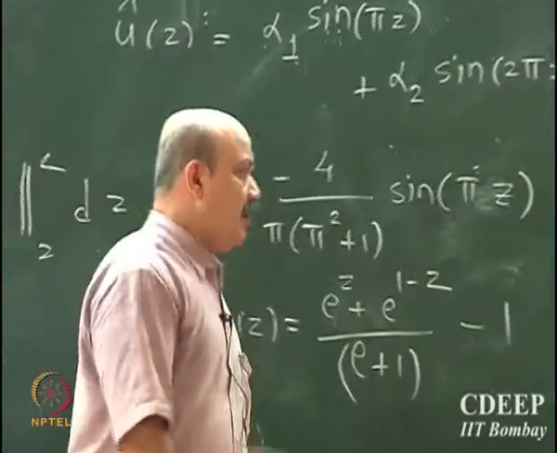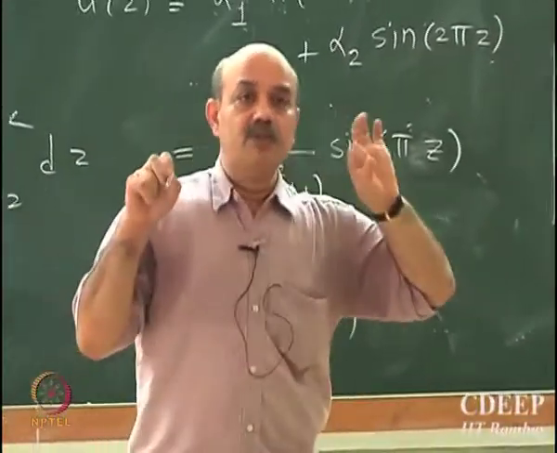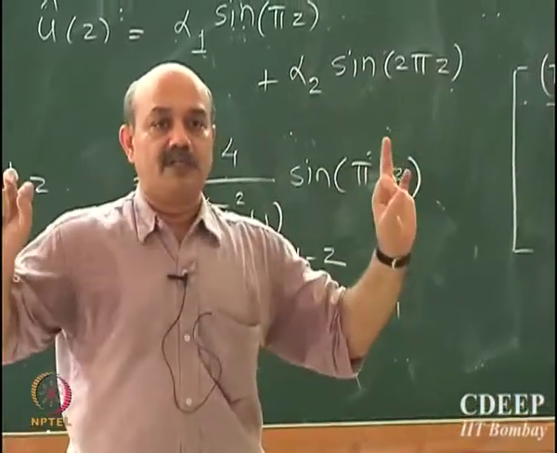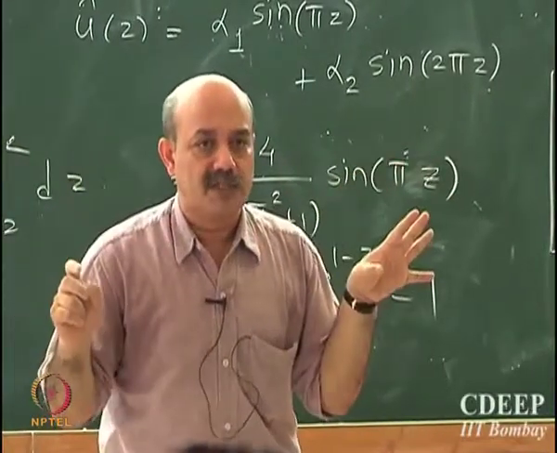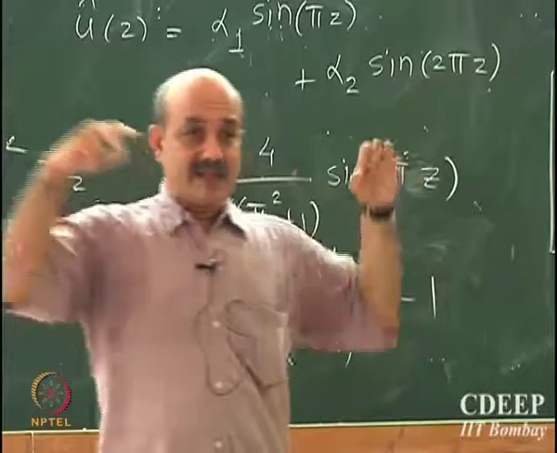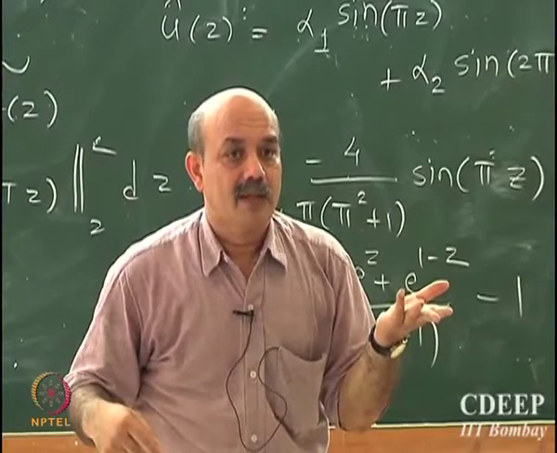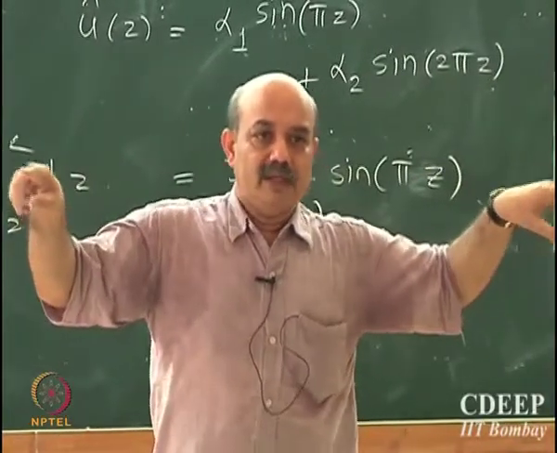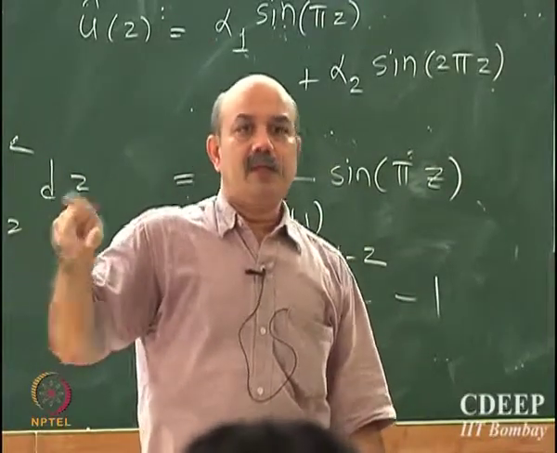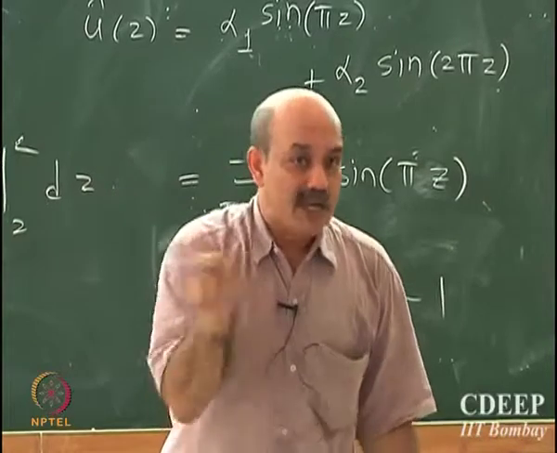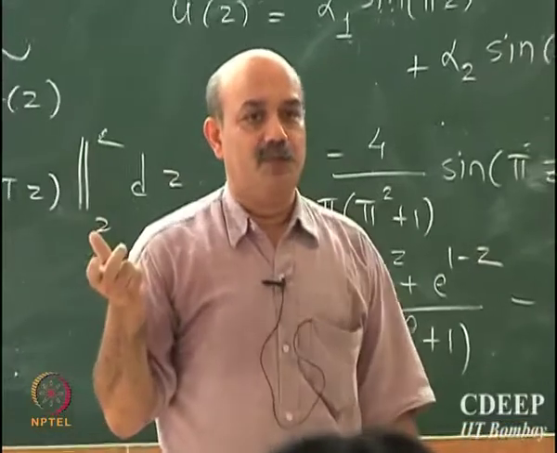But there is one difference between this solution and the other solution. The other solution is exact at known points, meaning it exactly satisfies the differential equation at known points. Here this solution is obeying the differential equation in the least square sense. At every point it is not equal to 0, but in the least square sense it is 0. The integral of the square of the error is 0, the error is not equal to 0. The integral of the residual square is 0.